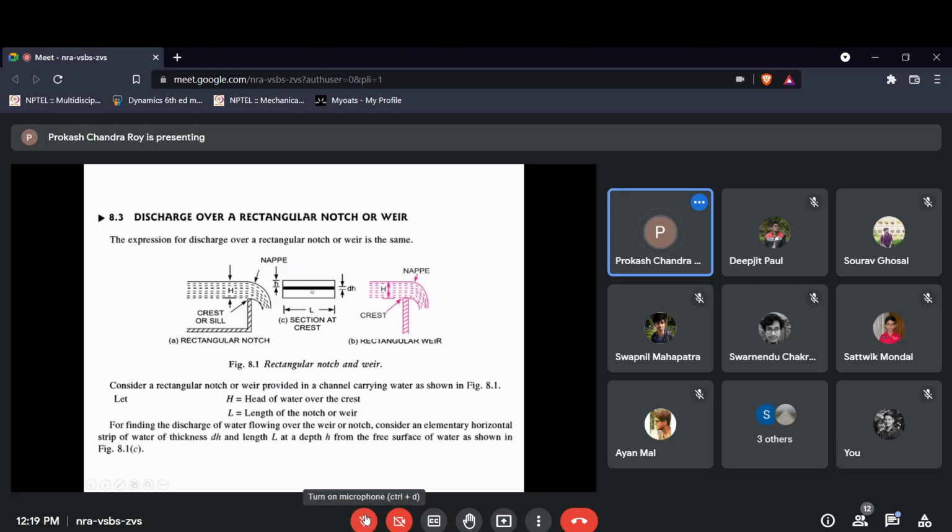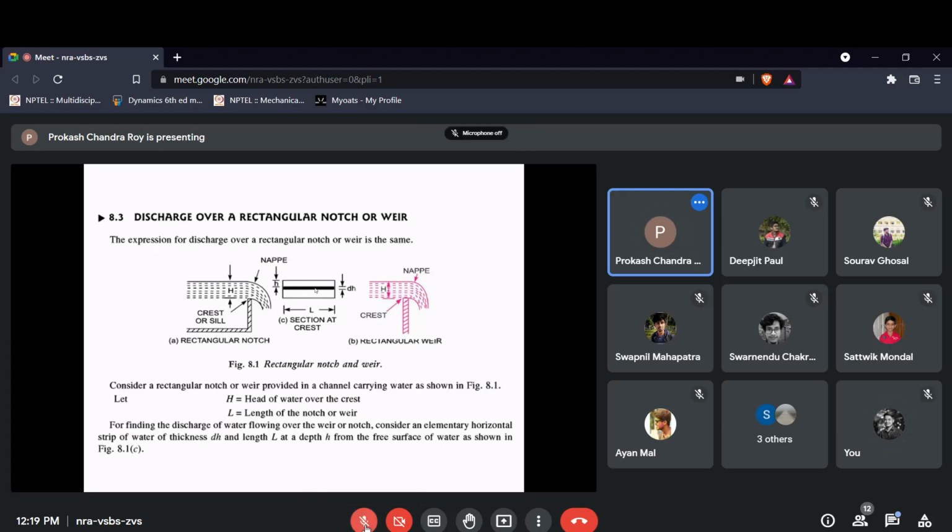You have an opening below this H, so this potential head will be converted into kinetic head. Clear? Understood?